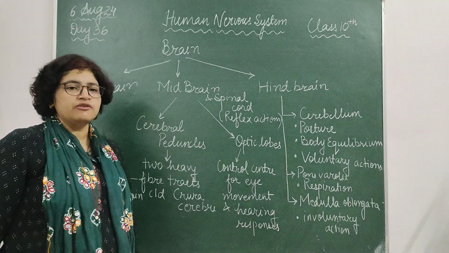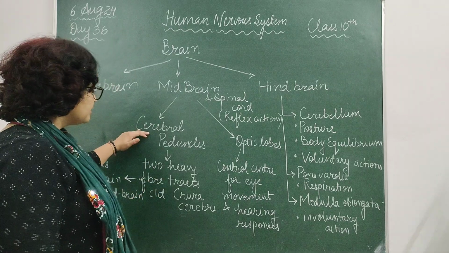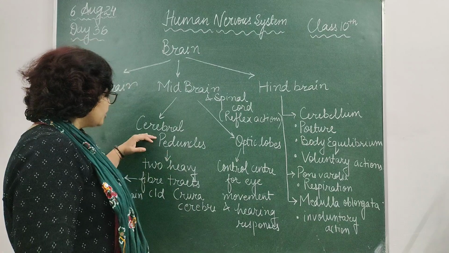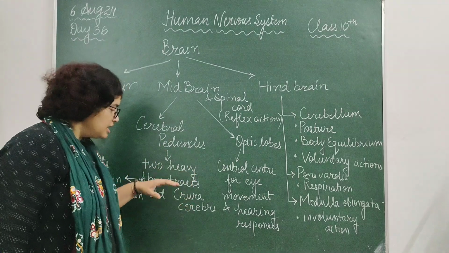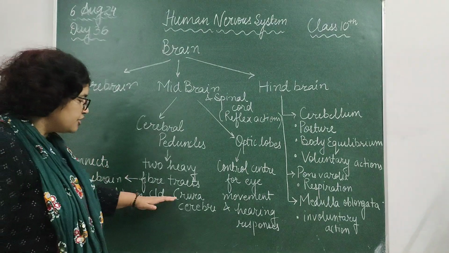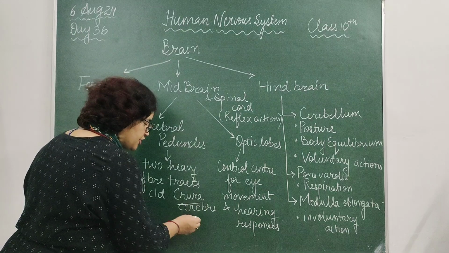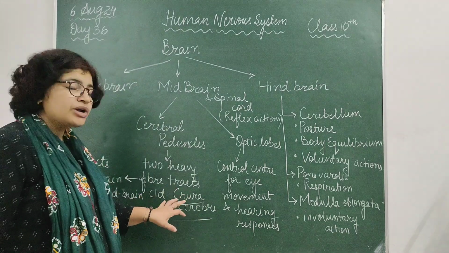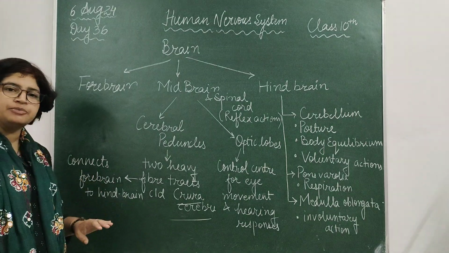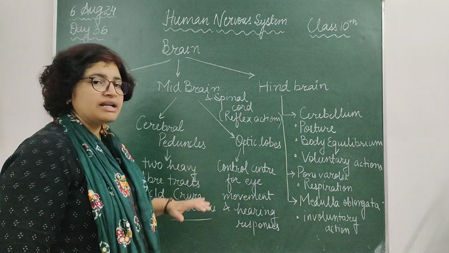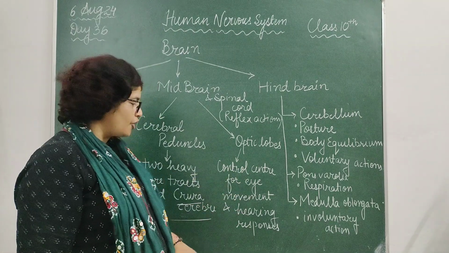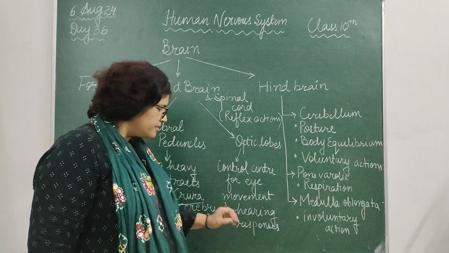In case of midbrain, we are having two major parts. One is called cerebral peduncles and the other is the optic lobes. Cerebral peduncles are actually two heavy nerve fiber tracts, which we call crura cerebri. This crura cerebri is meant for connecting forebrain to hindbrain. And the next part is the optic lobes. These optic lobes act as a control center for eye movement and hearing responses.